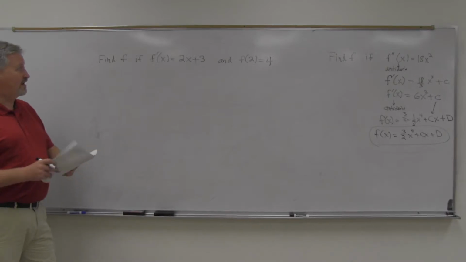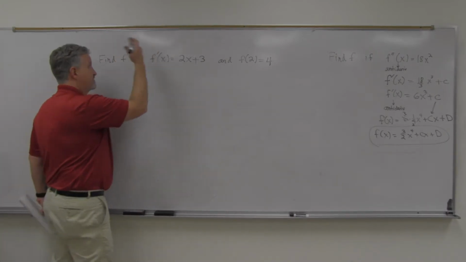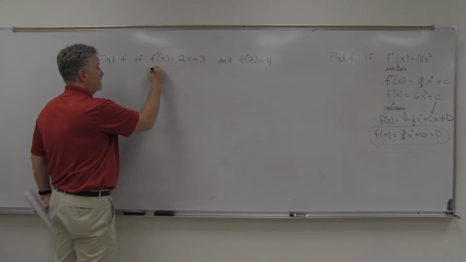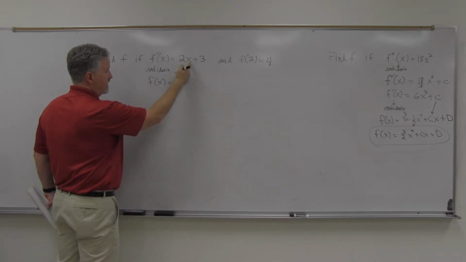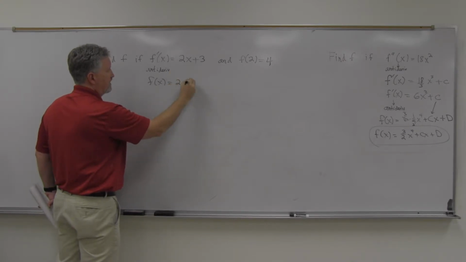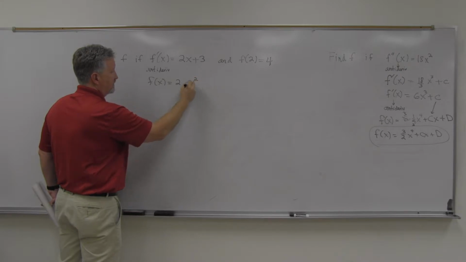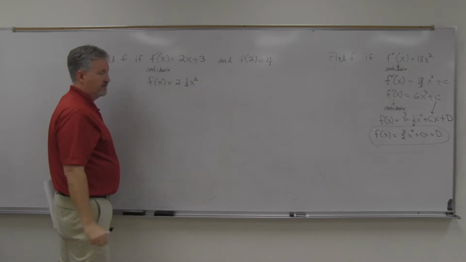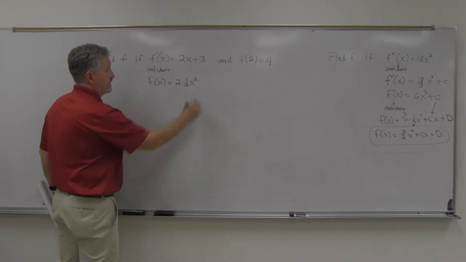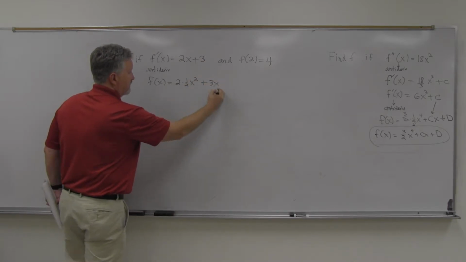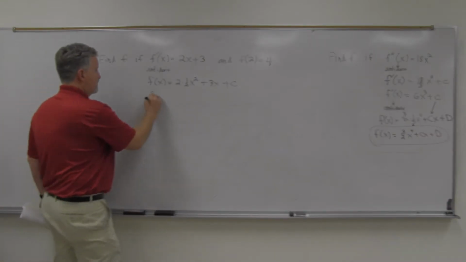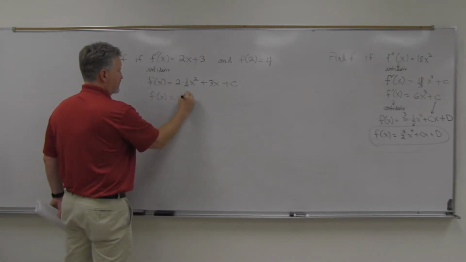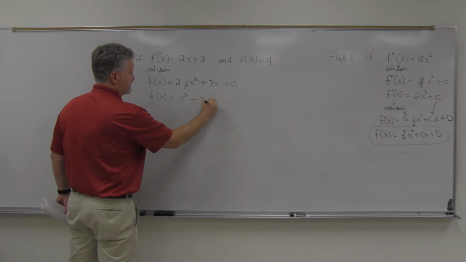All right, so I've got f prime. So again, I've got the derivative, so I want to back up. So I need to do the antiderivative here to get the f. Well, it's 2x, so that would be 2 times, well, the new power would be x squared, so I'd divide by 2, or half x squared. I'd add an x to the 3 there, and then a plus c at the end. So I've got f of x equals x squared, 2's cancel, plus 3x plus c.